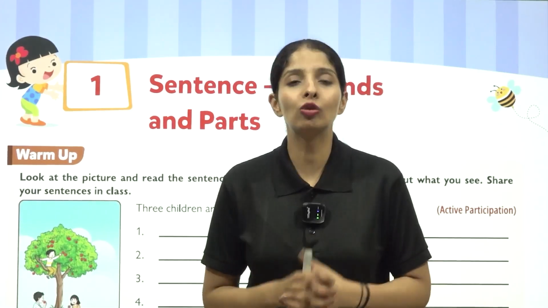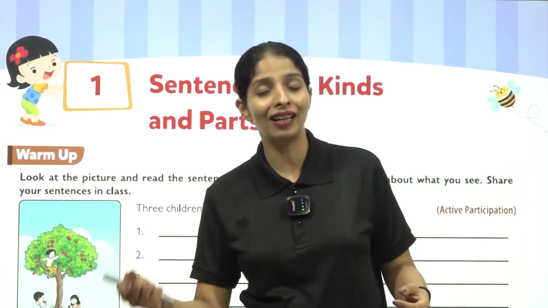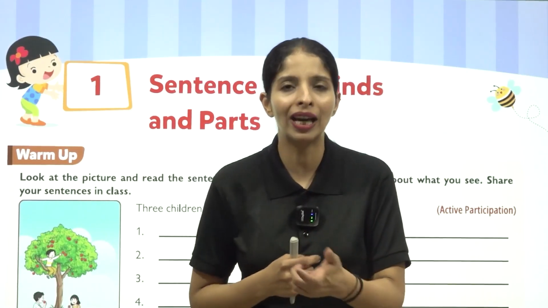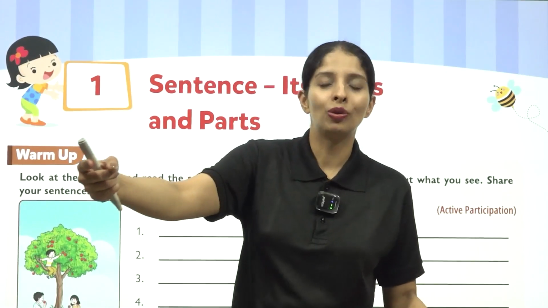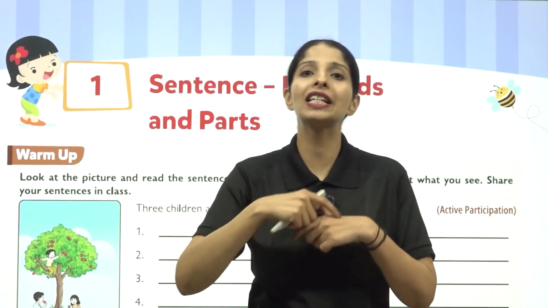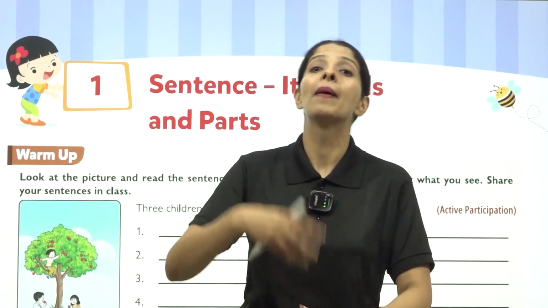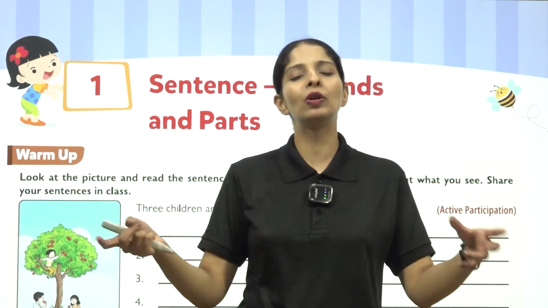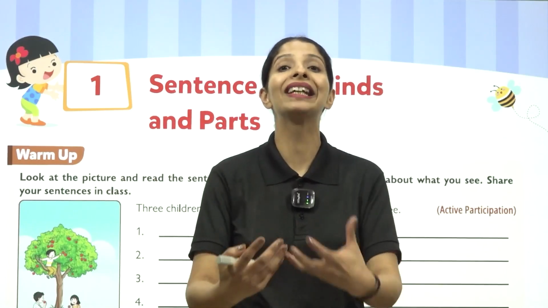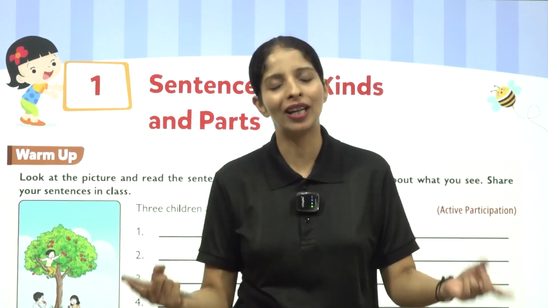Now there are two main parts of a sentence: a subject and a predicate. Subject is any person or thing we are talking about, like Ria is beautiful. I'm talking about Ria, so she's the subject over here. Is beautiful, what I am telling about my subject Ria, is the predicate. So in Ria is beautiful, Ria is the subject and is beautiful is the predicate. These two are the main parts of a sentence, subject and predicate.